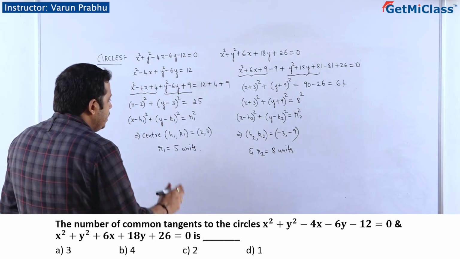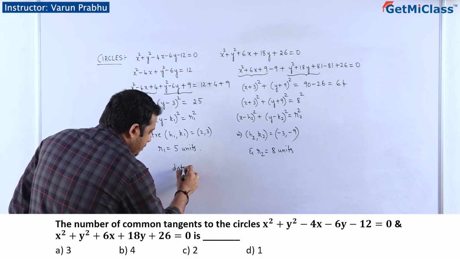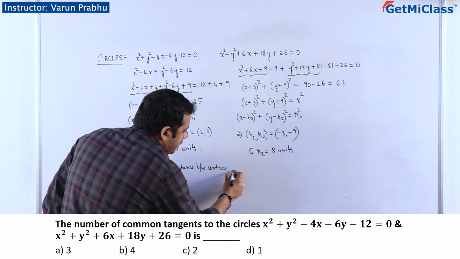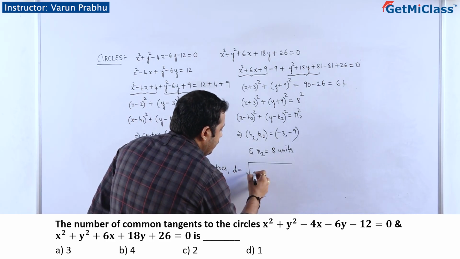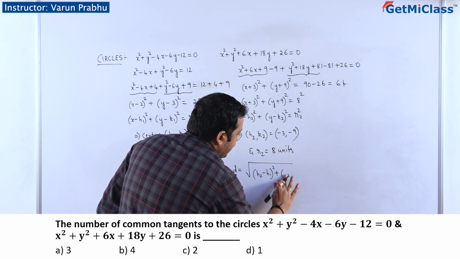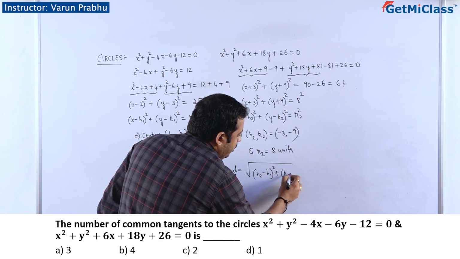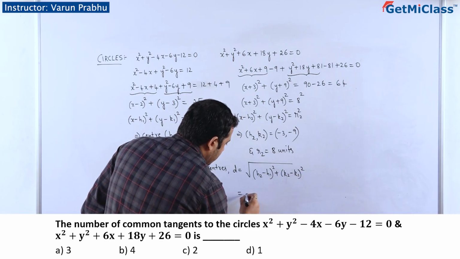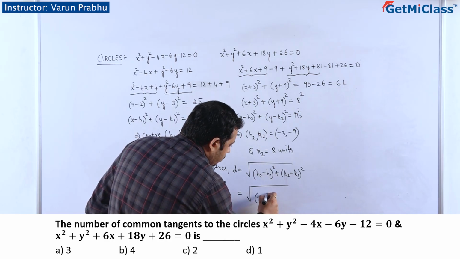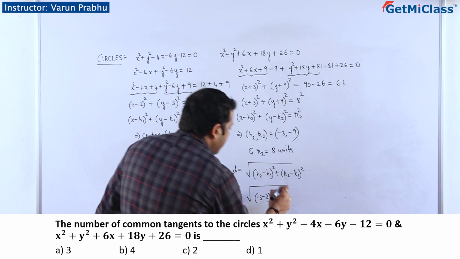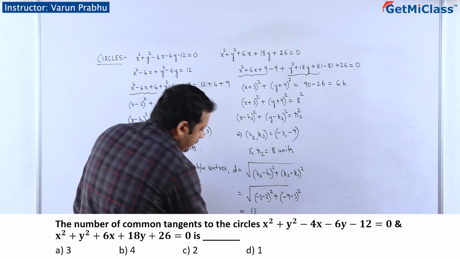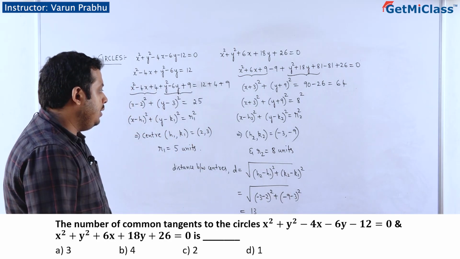Now find the distance between the centers. How do you calculate it? By the distance formula, d = √((h2 − h1)² + (k2 − k1)²) = √((−3 − 2)² + (−9 − 3)²) = √(25 + 144) = √169 = 13.